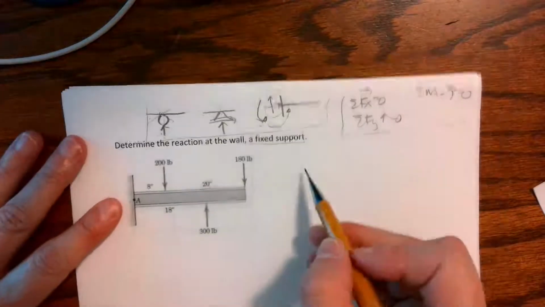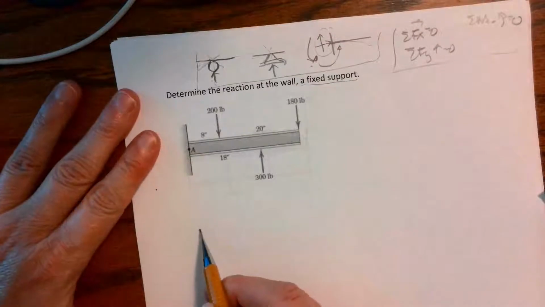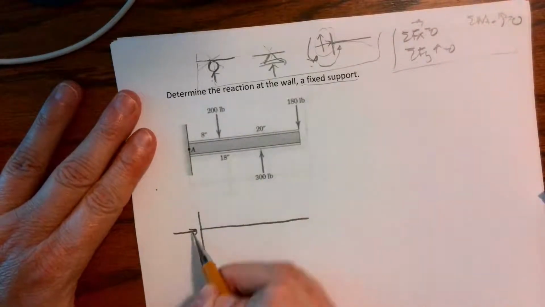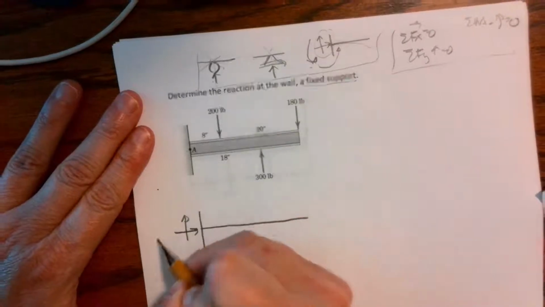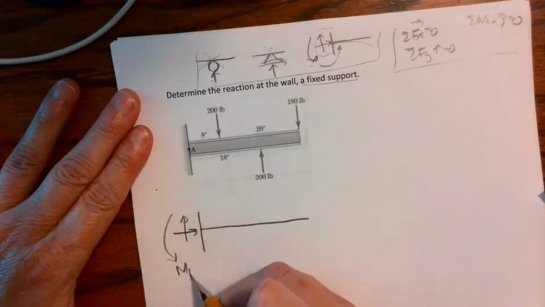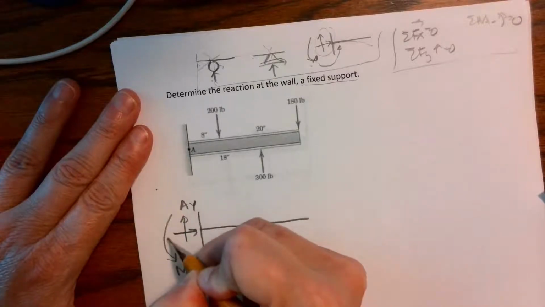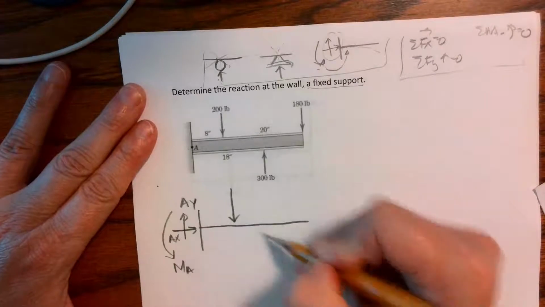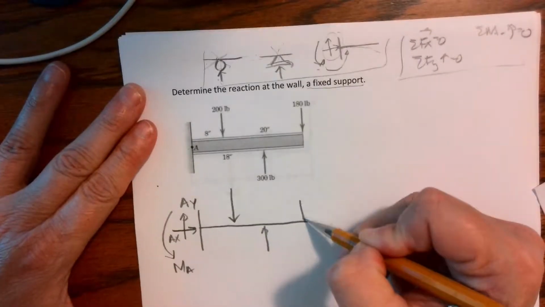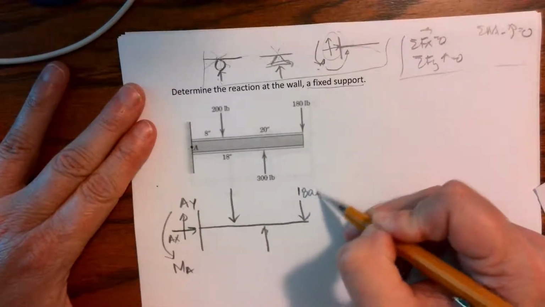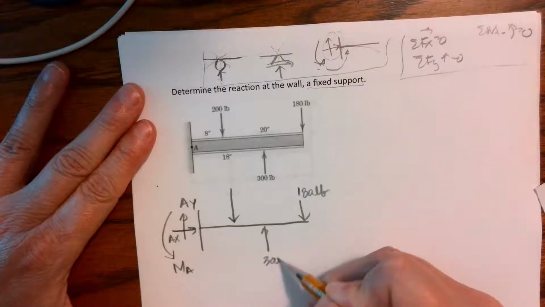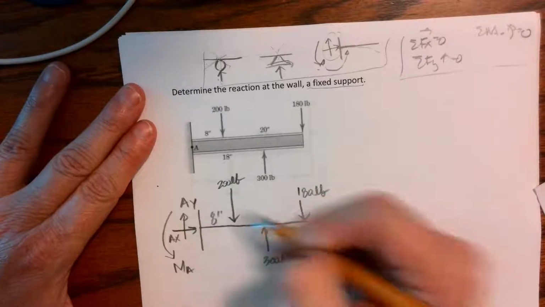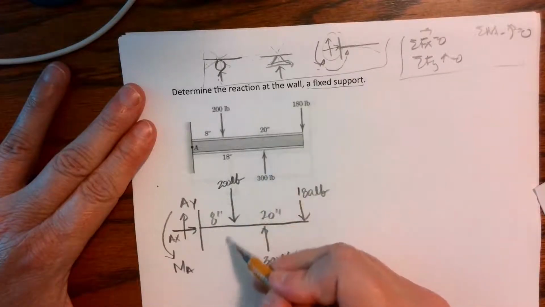So I notice this is fixed, so I can go right underneath it and draw a free body diagram. When I'm fixed, I can have an unknown X, an unknown Y, and an unknown moment. And because I'm at A, we're going to call these AX, AY, MA. And I have a perpendicular load, another one, and another one. So I have 180 pounds, 300 pounds, 200 pounds, 8 inches, 20 inches, and 18 inches.